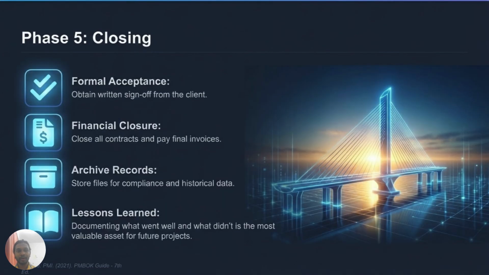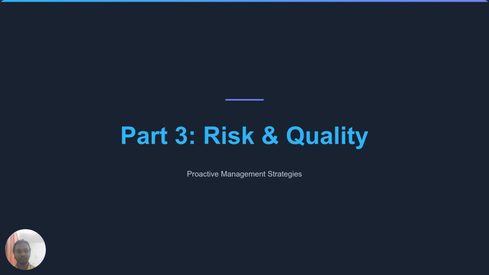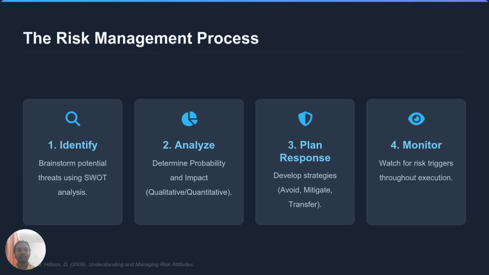We must also manage risk proactively. The process involves identifying threats, analyzing their probabilities and impacts, and planning a response. We can choose to avoid, mitigate, transfer, or accept the risk. And for quality, remember the difference between QA and QC.